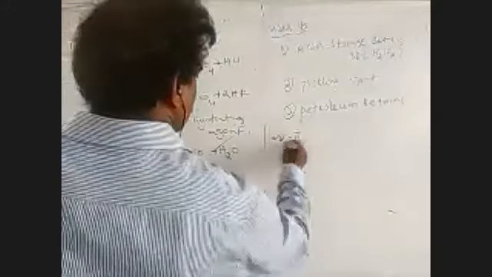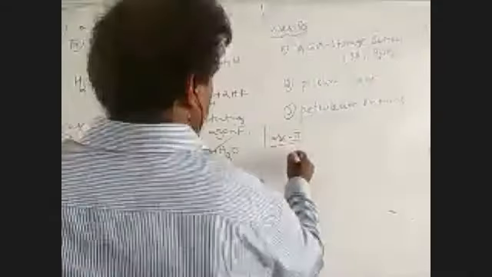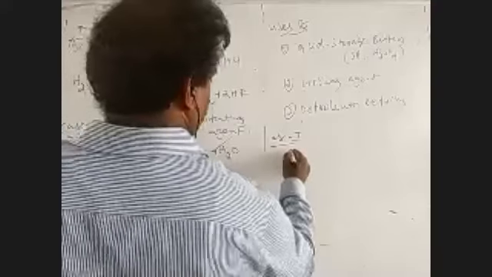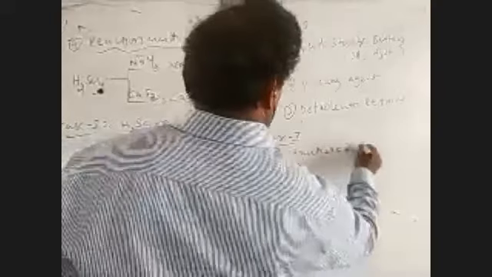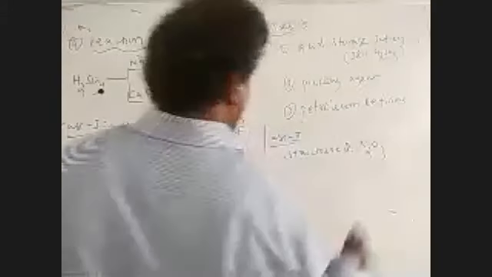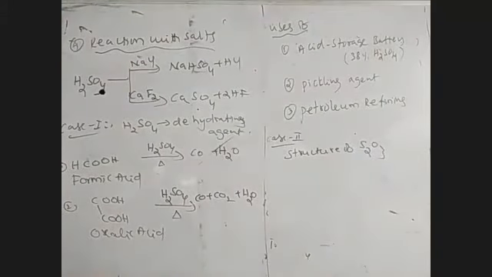In case 2, the structure of the oxide of sulfur, S2O3. S2O3 is an oxide of sulfur.